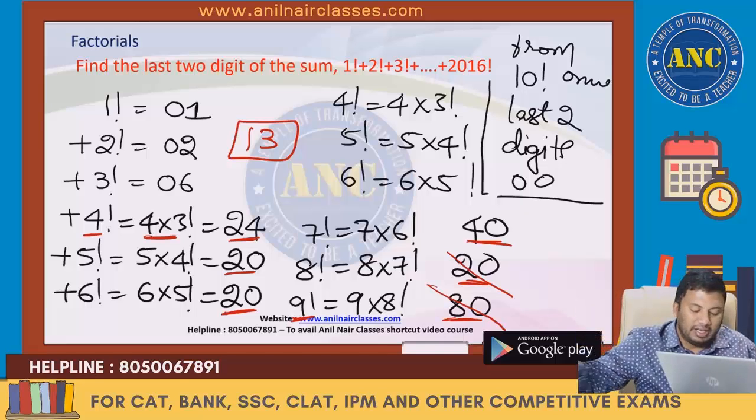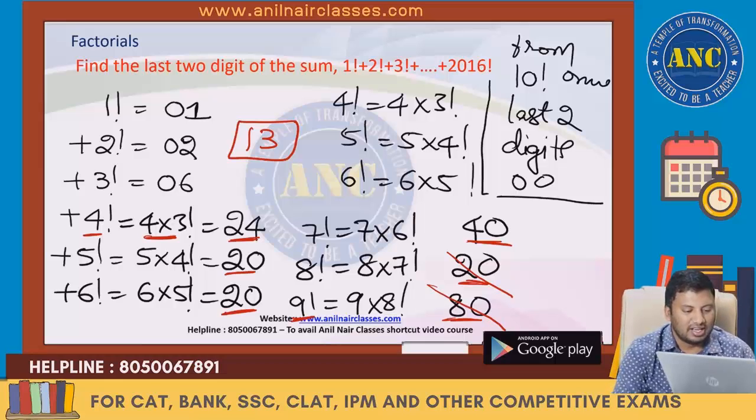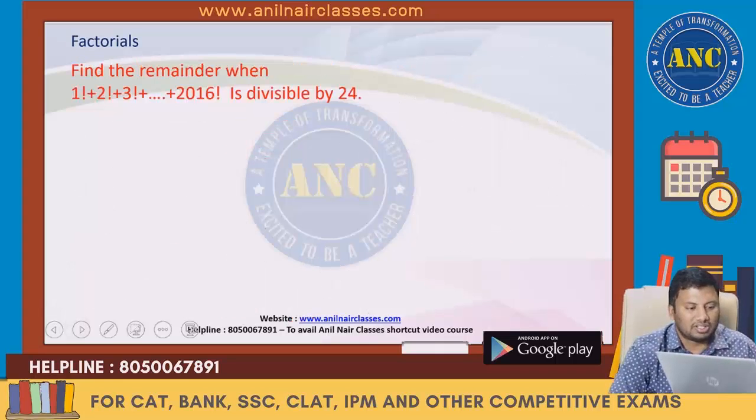$80 plus 20, 100, 140, 160, 180, 204, 210, 212, 213. Answer for this question is 13. 13 unit digit is 3 and tens place is 1. Just multiply only with the last 2 digits.